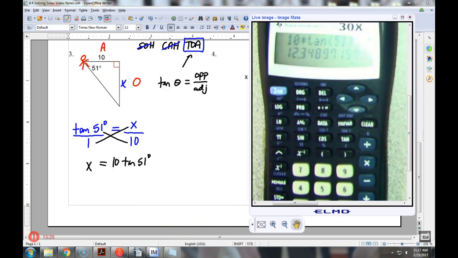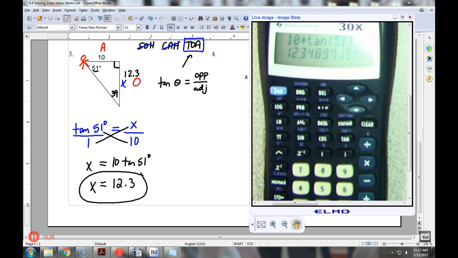and so x equals 12.3. And now I always want to put it back in and see if it makes sense. Well, I don't have the hypotenuse, so I can't really say it's smaller than the hypotenuse, so it must be good. But I can do this. If I look at this triangle, if the corner here is 90 degrees and this is 51, this guy must be 39 because it has to add up to 180.